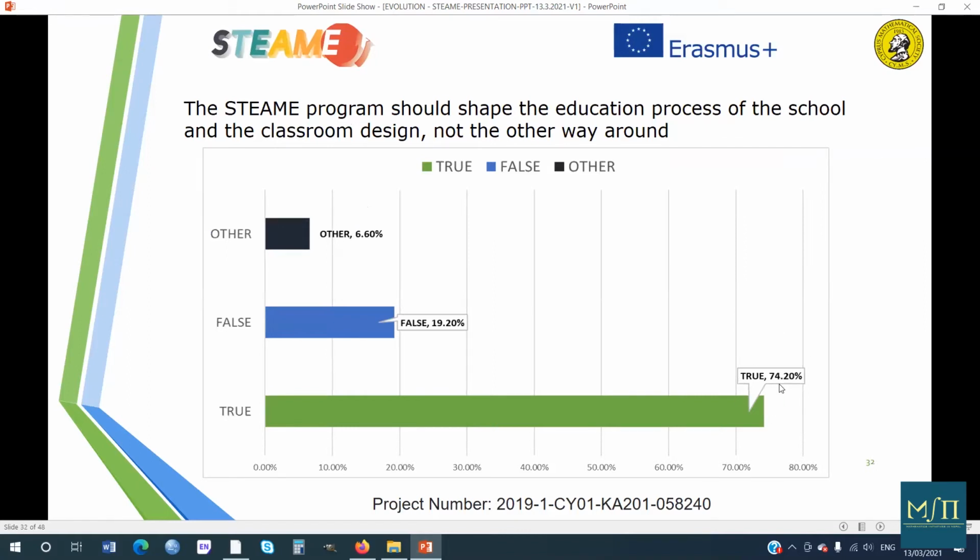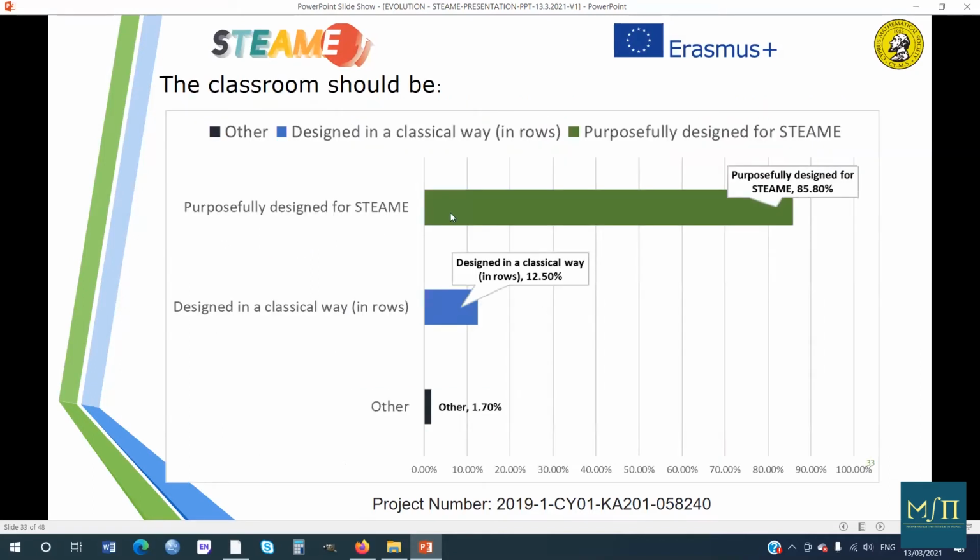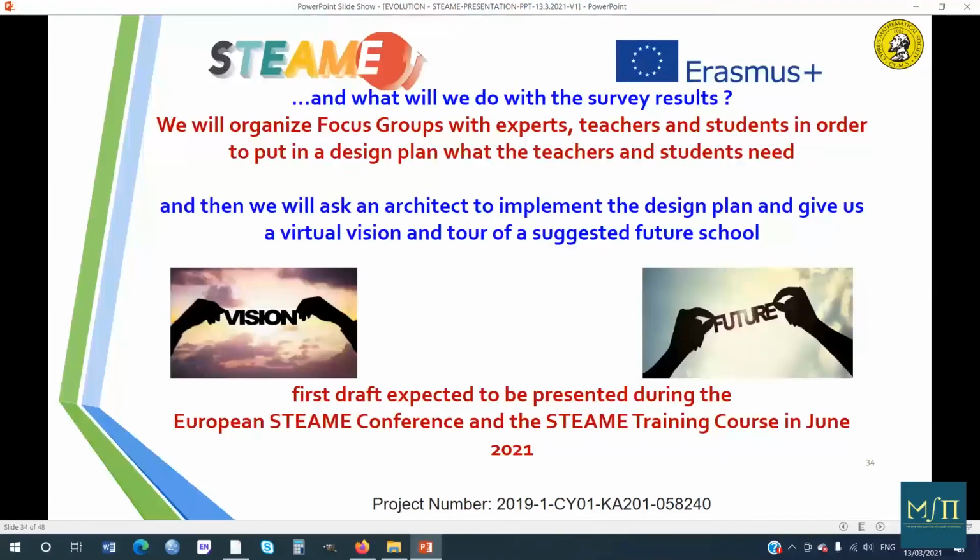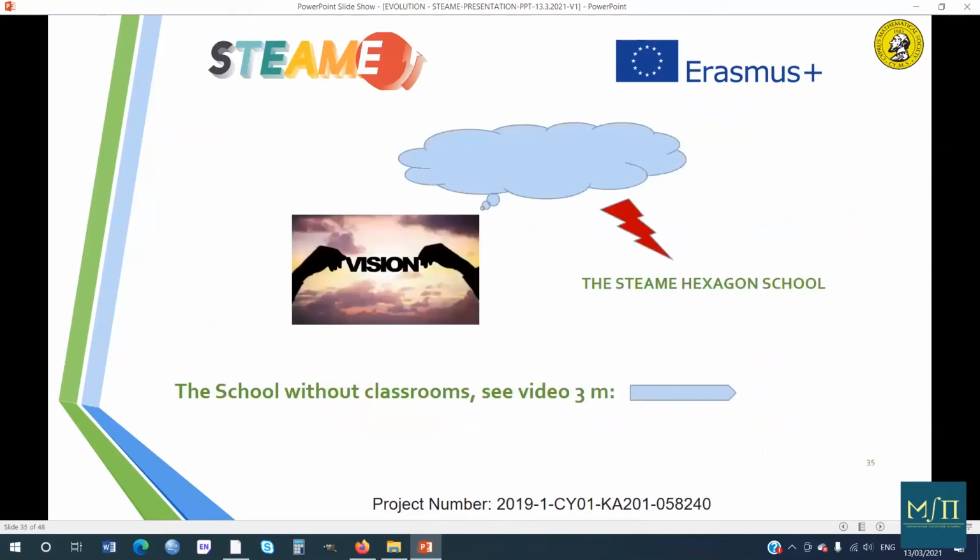And you can see that 75% of the teachers agree on this, which is important. The classroom should be purposely designed for STEAME, 85%. So you need to have a classroom that can help you run STEAME activities. We'll see a video very shortly. So what are we doing now? Vision and future. We're going to use these results, run focus groups, and discuss with experts, architects, engineers, etc., to come up with the specifications of a future school. And then we would do some architectural designs to propose a school of the future.